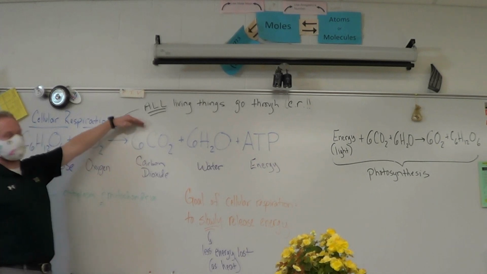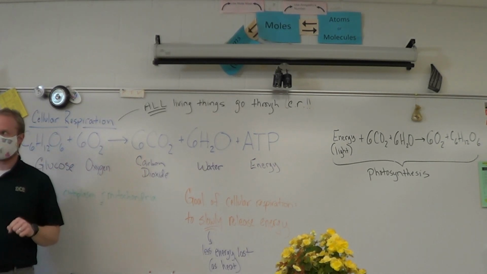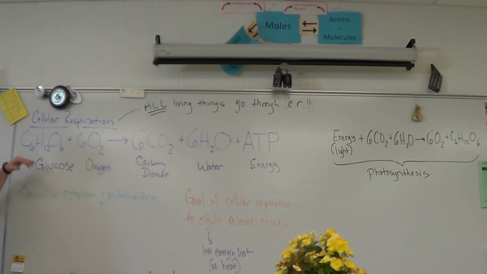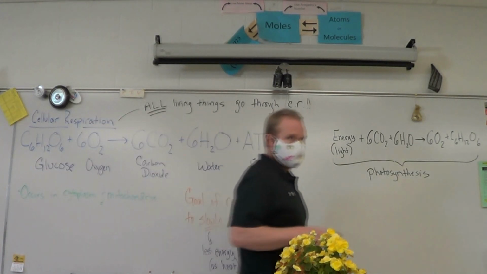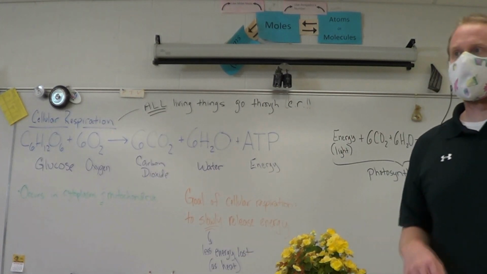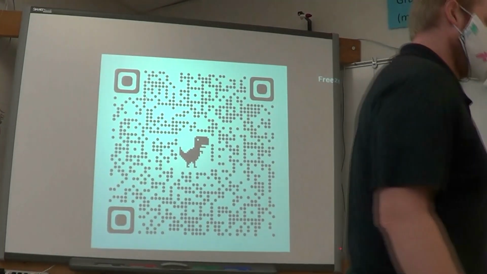All living things go through cellular respiration. All living things take sugars and oxygen and break them down into carbon dioxide, water, and energy in the form of ATP. All living things go through this process. I said that a lot, and I'll say it a couple more times.